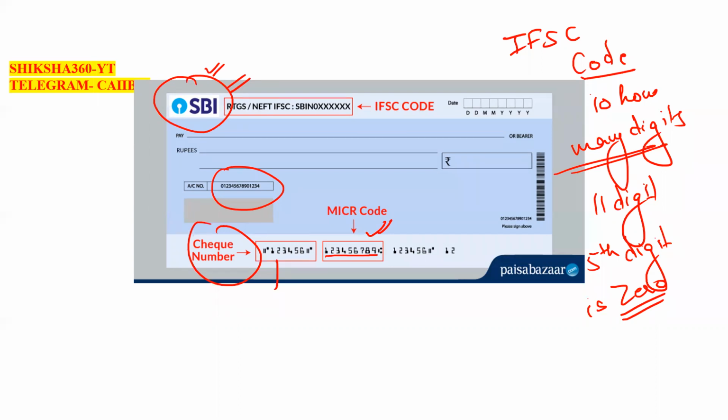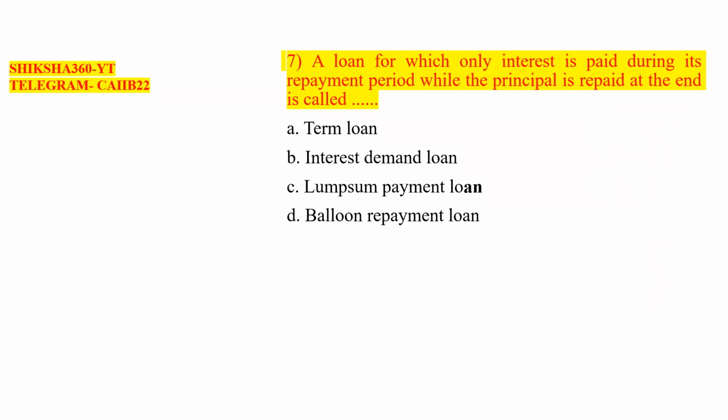Now move to the next question, question number 7. This question has been asked two to three times. We have already discussed it and covered this concept in the chapter, I think chapter number 12. So let's discuss that question.